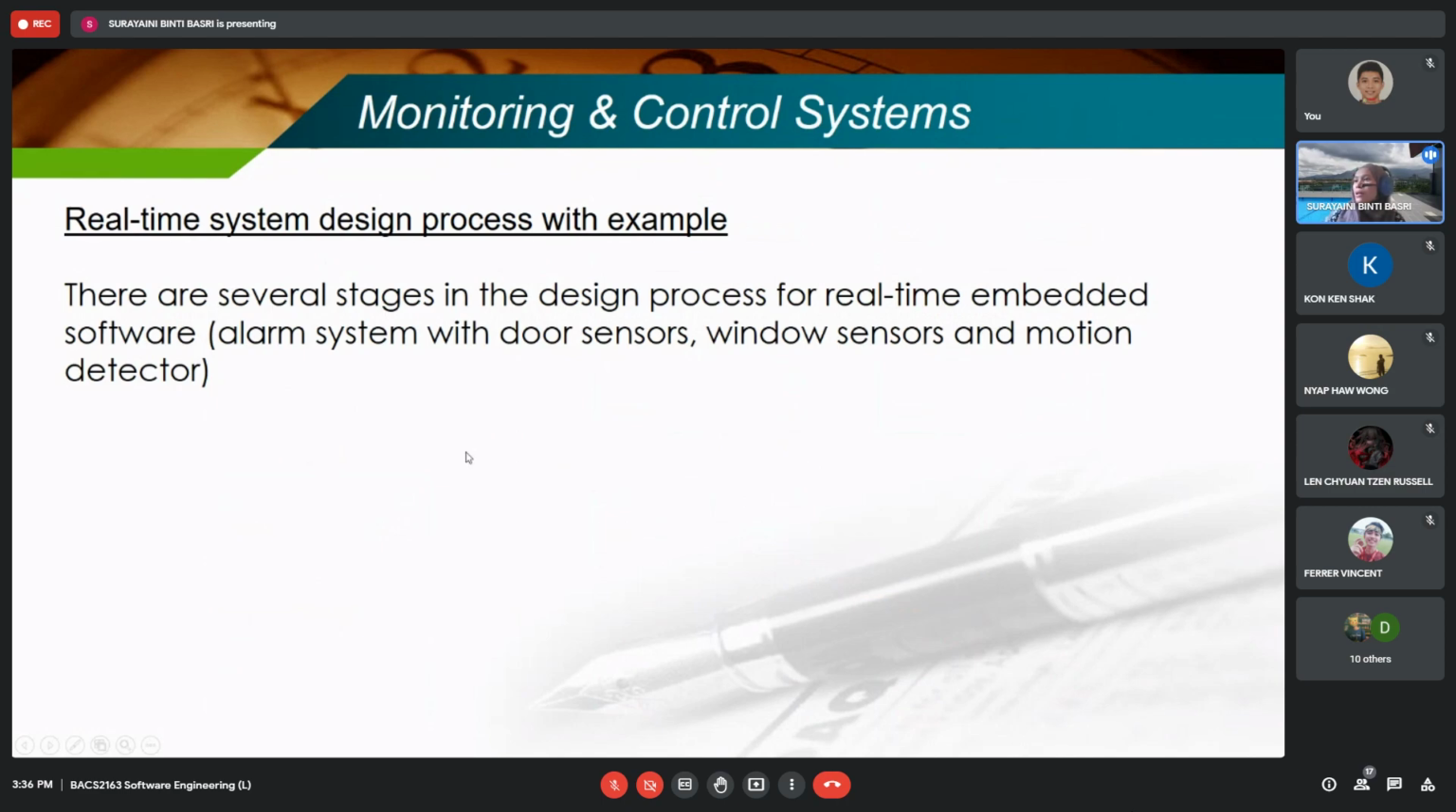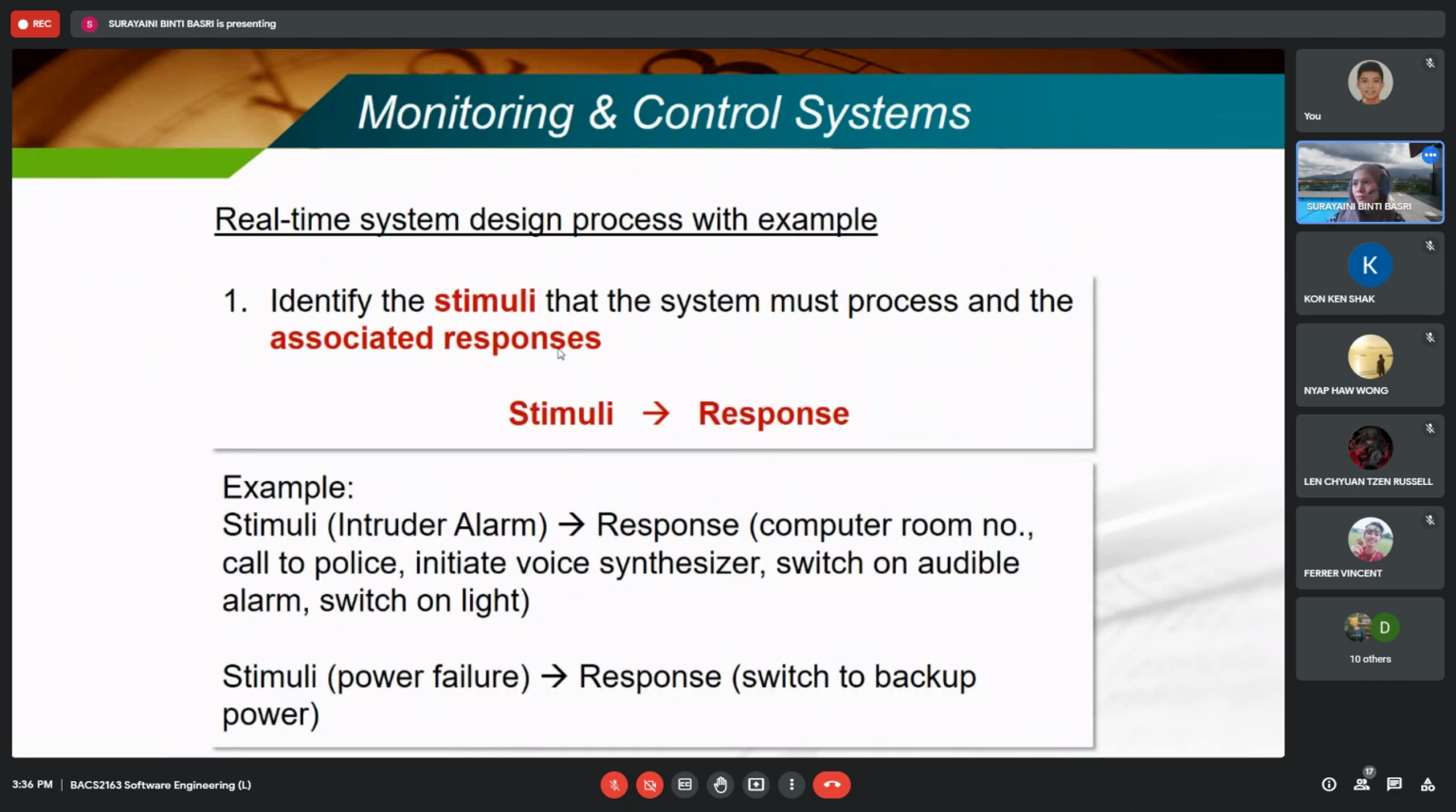So this intruder alarm system will have a door sensor, window sensor, and the motion detector. Okay, so you remember the stages previously? There are the stimuli and the response. So in this, we need to identify what are the stimuli and what are the response. So in case of this intruder alarm system, the first stage we need to identify the stimuli and response, right? So the example of the stimuli is the intruder alarm.